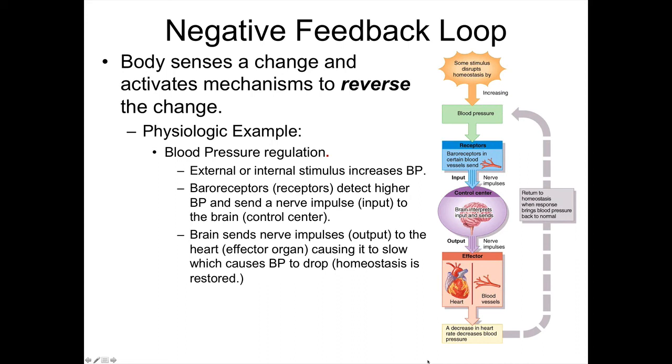When the heart slows down, blood pressure decreases and returns to normal. So can everyone understand how, in this case, there has been a change, and when the body reverses that change, that is called the negative feedback loop.